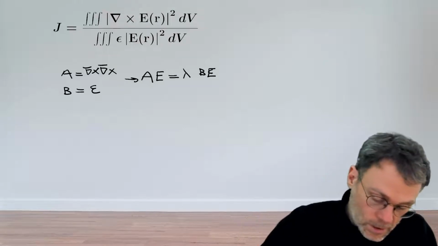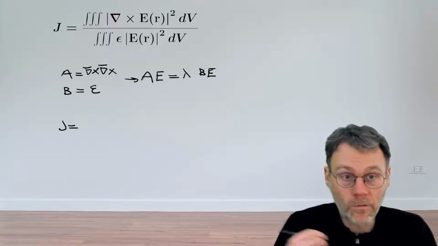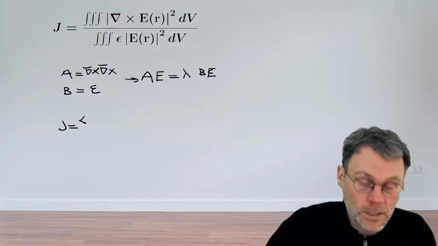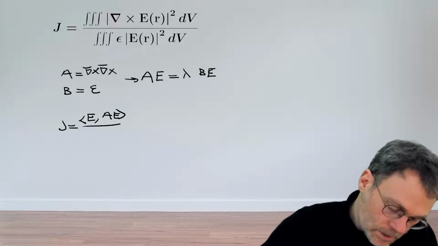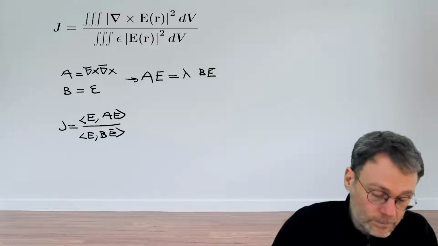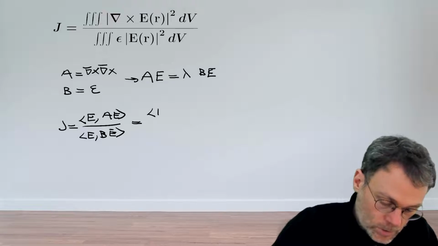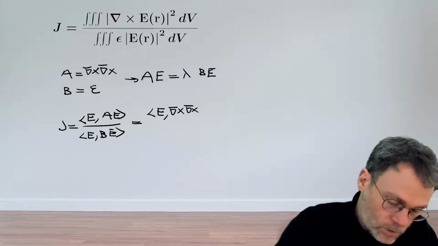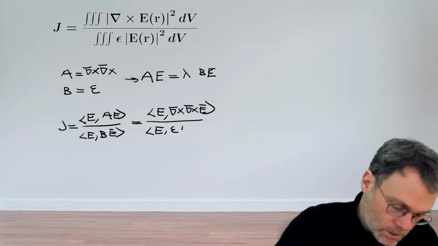We also know that if we have such a generalized eigenvalue problem, then the corresponding variational formulation is equal to the scalar product of E and A E, divided by the scalar product of E and B E. And in our case, we know what A and B are. So let's just substitute what we know. For the numerator we have E and curl curl E, and for our denominator we have E and then epsilon E.